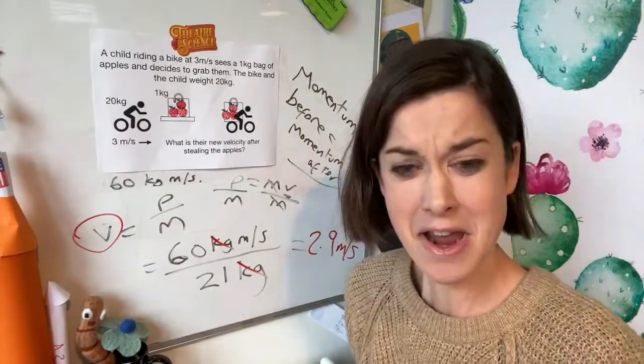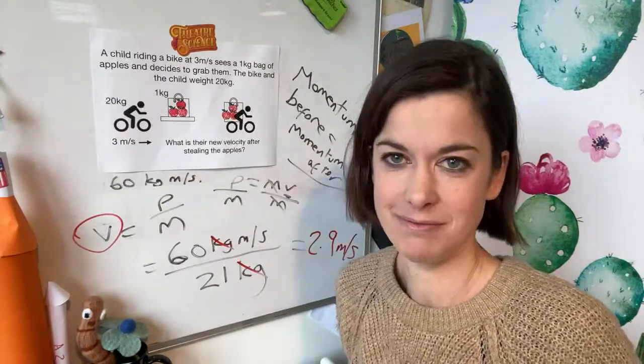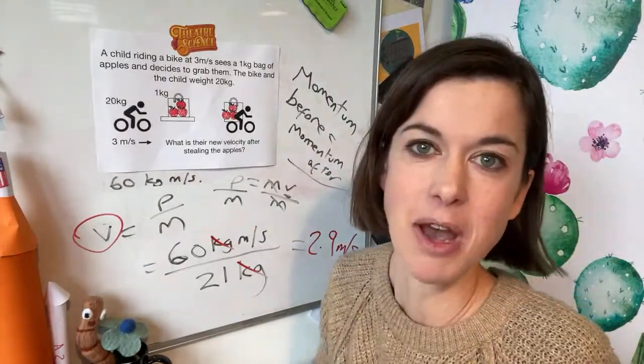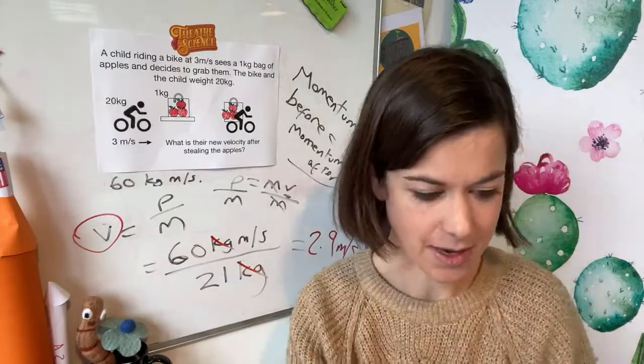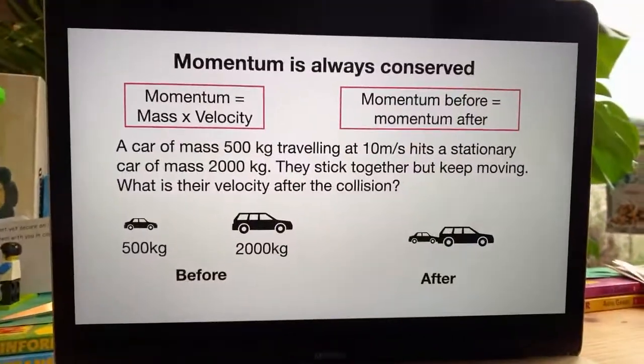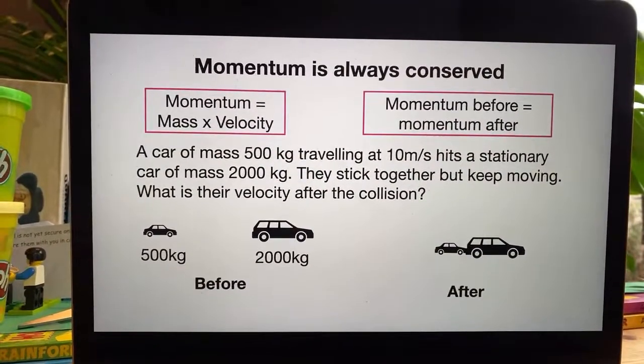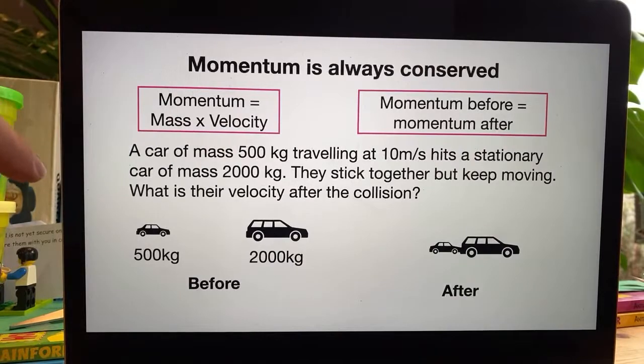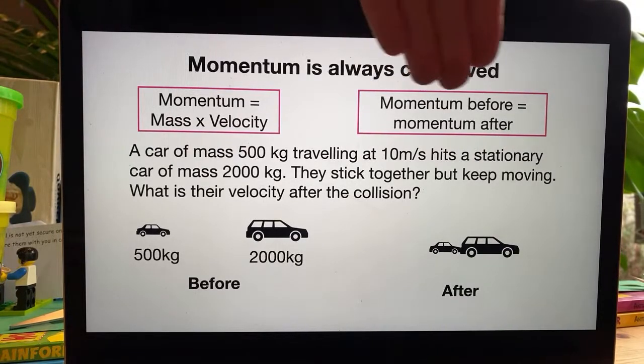Right, is that okay? Try one. And then don't forget, as usual, I'll set you some homework and I'll give you more of these questions that I found on the internet to go through yourselves. But try one and then we'll go through it. Here we go. So this is information you need. Momentum equals mass times velocity. And momentum before equals momentum after.